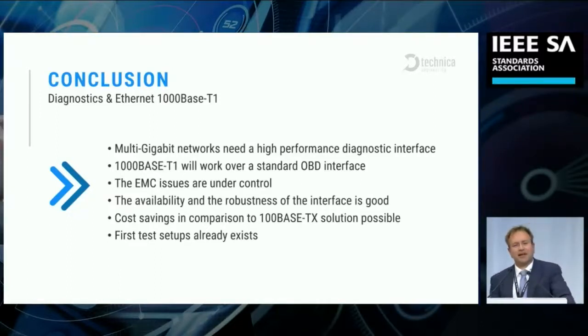As a conclusion, multi-gigabit networks, because we have more than 1 gigabit links inside a car, in my opinion need a high-performance diagnostic interface. 100 megabit is really not good enough anymore for these multi-gigabit networks. 1000BASE-T1 will work over a standard OBD interface. The EMC issues are under control, and the availability and robustness of this interface are really good. If I compare it to the 100BASE-TX interface, I would see it as even better than the old one we have in the field.